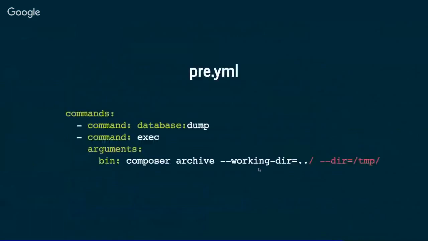Something that you can do on pre-install or pre-update: I want to make sure I get a copy of my database, and a copy of the files, just to have a backup if something goes wrong. So we can run commands like database dump, and the exec command that allows me to run any command available on my CLI. So I can run the exec command and just run composer archive. This command will create an archive of my project. It will create a tar file for me with all of the files in the project.